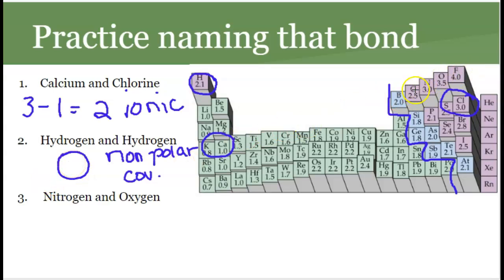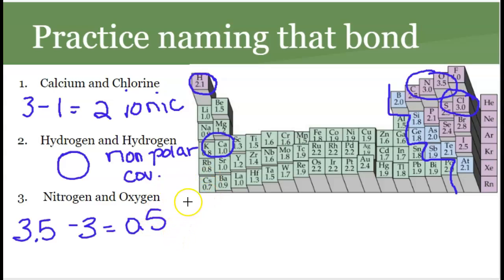The last one is nitrogen and oxygen. You can see that they're right next to each other on the right-hand side, and there is a slight difference. So you'd end up doing 3.5 minus 3. So you'd end up with a small value that's not nothing. It is a specific value that's a little bit more than 0. I think the range is 0.4 to 1.5. So this would be considered polar covalent because there is a slight difference in charge.